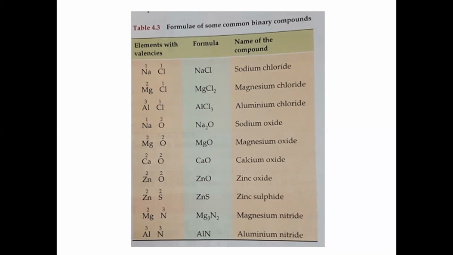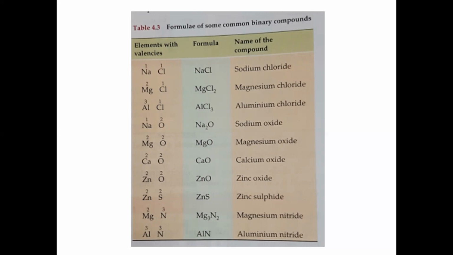Second is Mg2Cl2. So the formula is MgCl2, and the compound name is magnesium chloride. Third now, Al3Cl1. So formula is AlCl3, and the compound name is aluminium chloride. Next is Na valency 1, O valency 2. So formula is Na2O, and the compound name is sodium oxide.